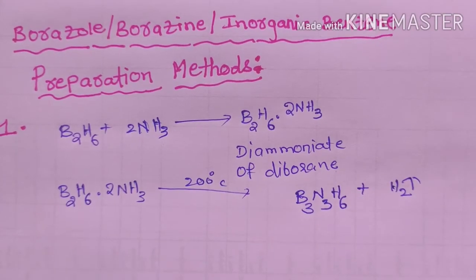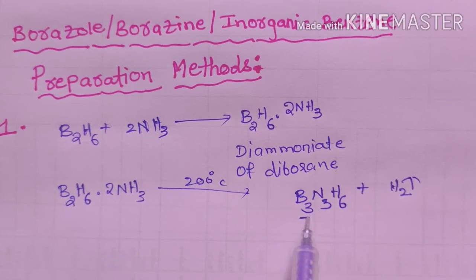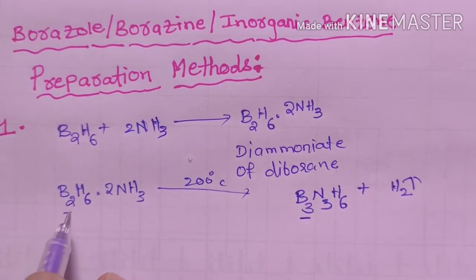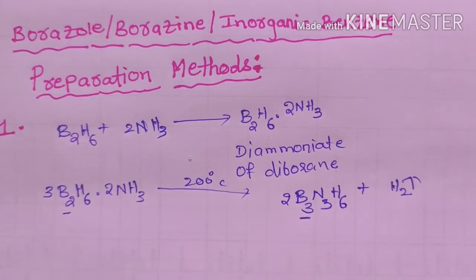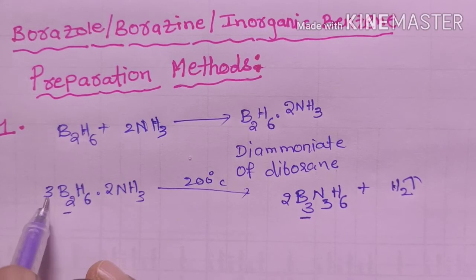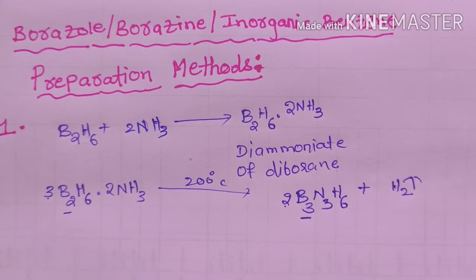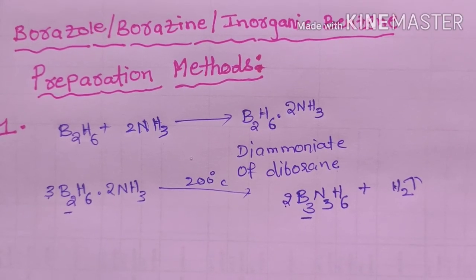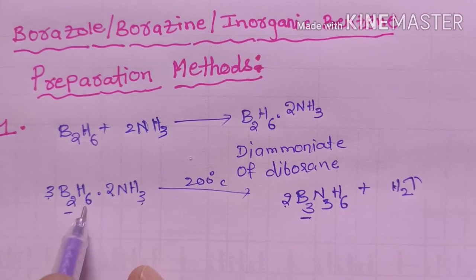And this equation is very easy to balance. Here the number of boron atoms is 3, and here the number of boron atoms is 2. So in order to balance we have to exchange these numbers. Now the number of boron atoms becomes equal, and the number of nitrogen atoms also becomes equal: 3 into 3 is 6, and on this side also 2 into 3 is 6 nitrogen atoms. Now we have to balance the number of hydrogen atoms. Here 2 into 3 is 6, plus 6 is 12, into 3.